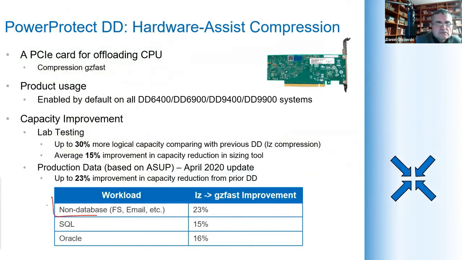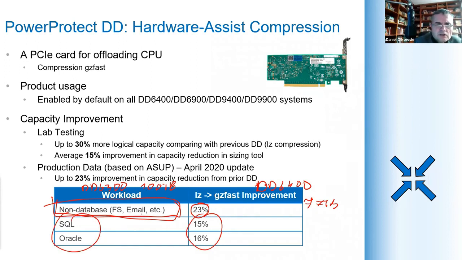So file systems, this is DD6300, let's say 100 terabyte space. On DD6400, you see the file system will be 23% less. So it will be 77 terabytes only occupancy because of better compression. Database is about 50% less. So here is 100 terabytes on DD6300. Here there will be just 85 terabytes, based on the statistics that we have. This is on the real system.